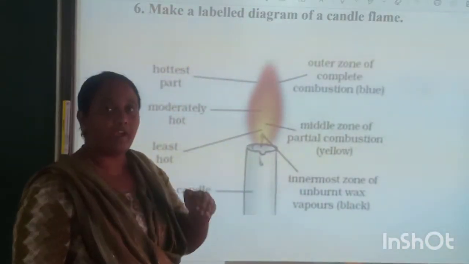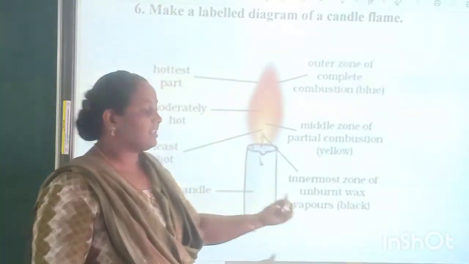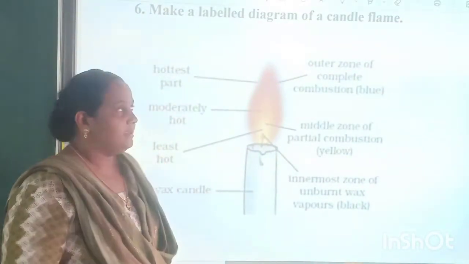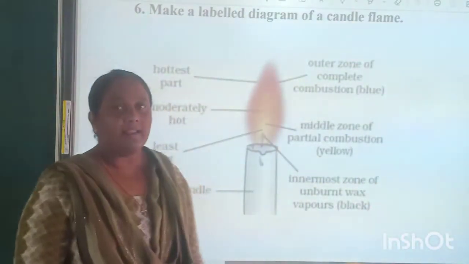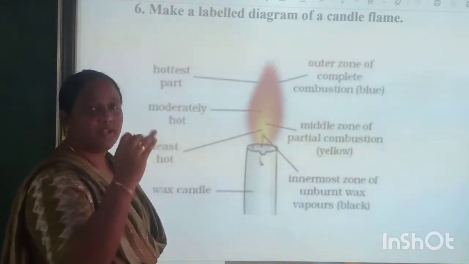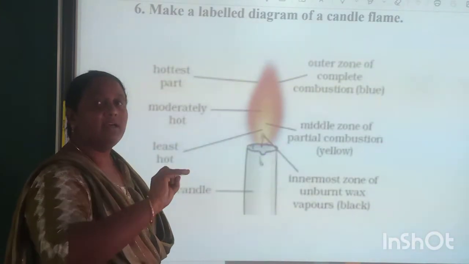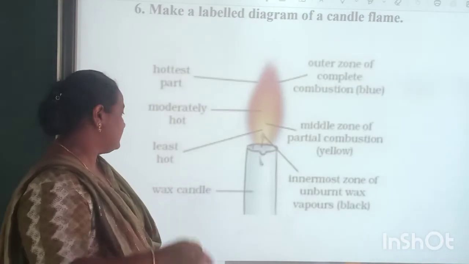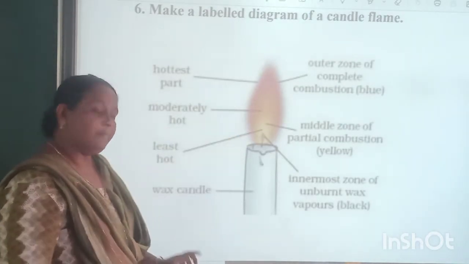That is the portion where we burn, the unburned wax portion, and it seems to be black in color, and it is the wax candle. Now it's clear for you how to draw the diagram of a candle flame. It has mainly three parts: outer zone, middle zone and intermediate zone. The outer zone is the hottest one, the middle is the moderately hot zone, and the innermost zone is the least hot zone. This is the diagram of a flame.